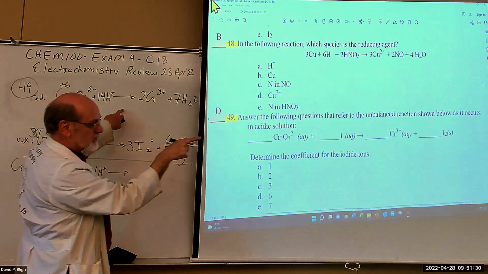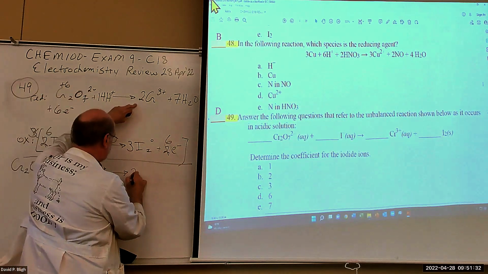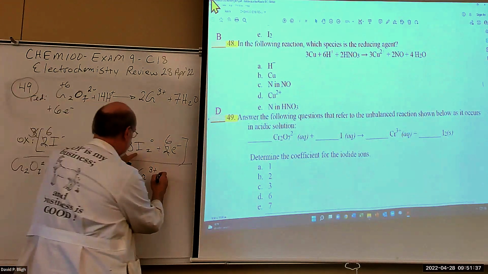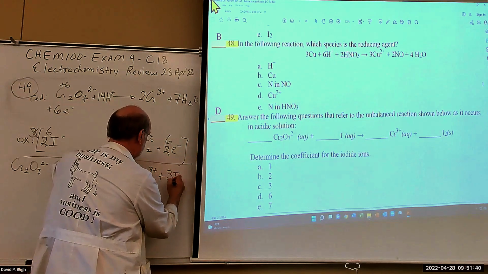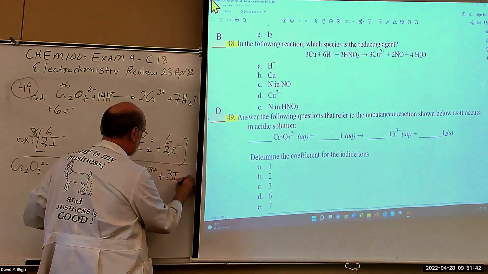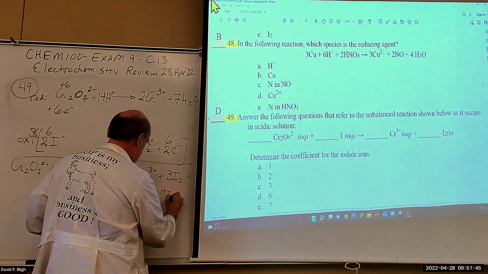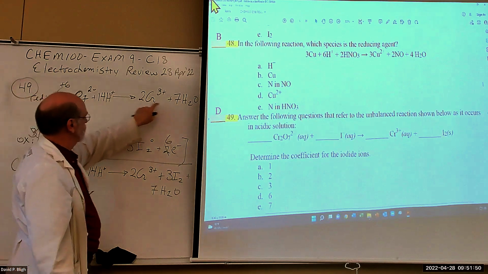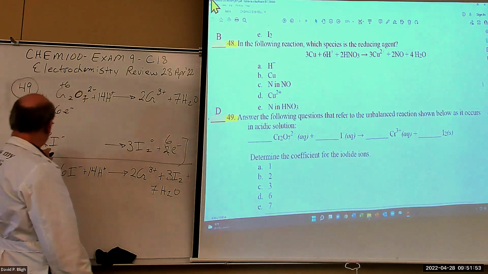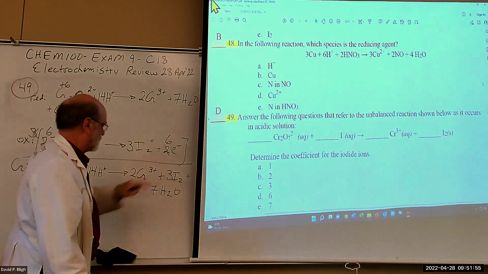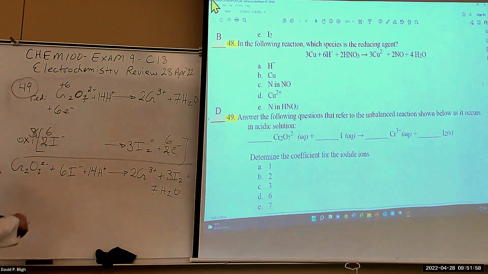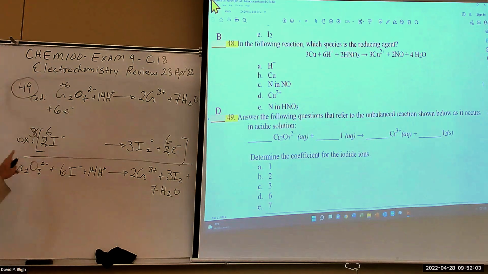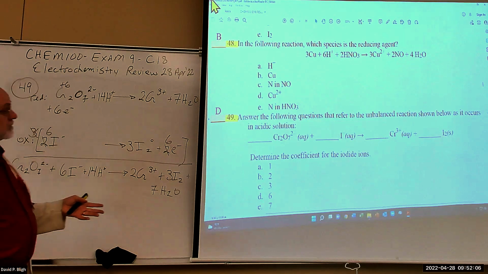On the other side, let's go to the chromium ions. Okay. And then we have the iodines. And then we have 7 waters. Okay, is that everybody? 1, 2, 3, 4, 5, 6. 1, 2, 3, 4, 5, 6. Okay, can we reduce it any further? That's a coefficient of 1. No, we can't reduce it any further. So now we can answer our question.